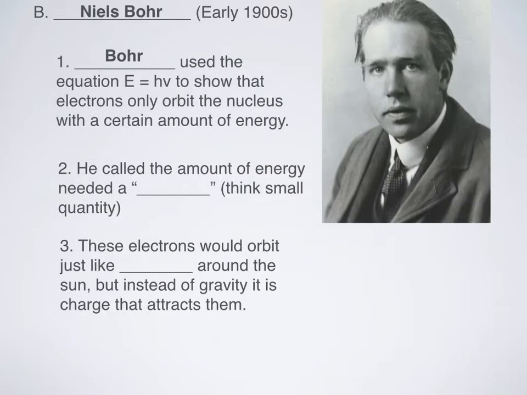Our second scientist is named Niels Bohr, and he was also around in the early 1900s. What Bohr was interested in, notice the same exact equation, E equals h times v, is showing up for a second time. He was trying to show that electrons only orbit the nucleus with a certain amount of energy. Remember, we still have Rutherford's model of the atom at this point, and Niels Bohr wanted to come up with a modification of that.